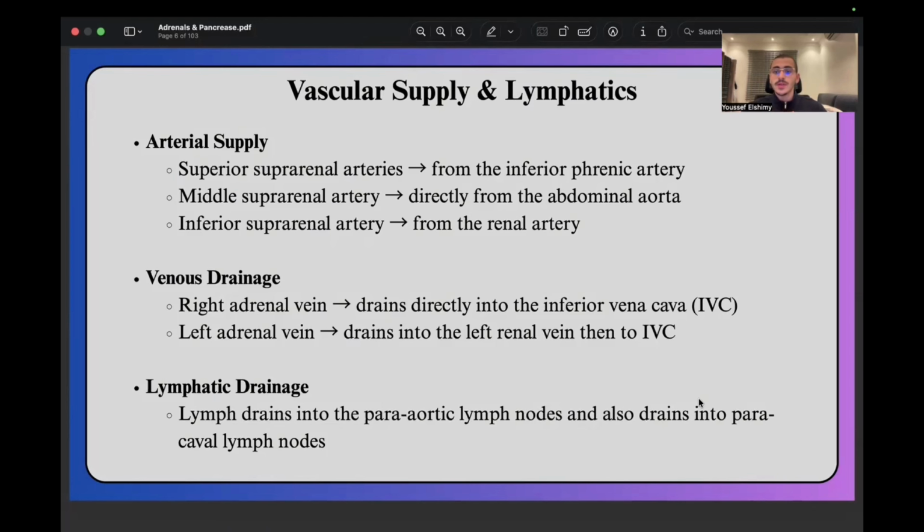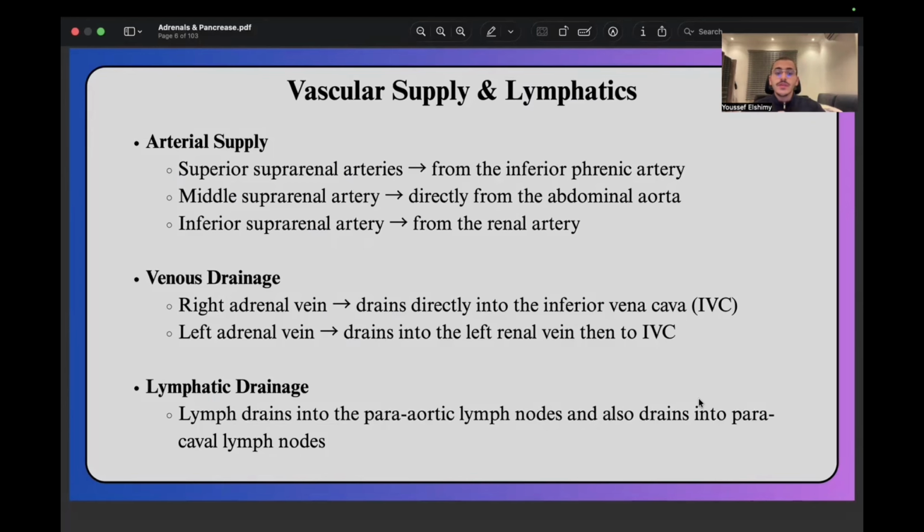So to recap, the adrenal gland receives three arteries: superior, middle, inferior. Superior comes from the inferior part of the diaphragm, so the inferior phrenic, because phrenic is the artery that supplies the diaphragm. So superior comes from the inferior phrenic artery. Middle, at the same level of the aorta, comes from the abdominal aorta, and the inferior comes from what's under the adrenal, which is the kidney. So it comes from the renal artery.